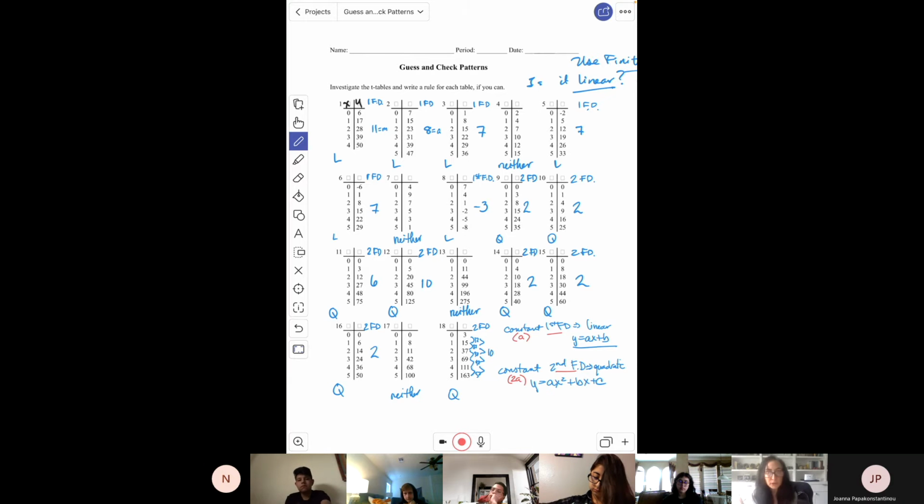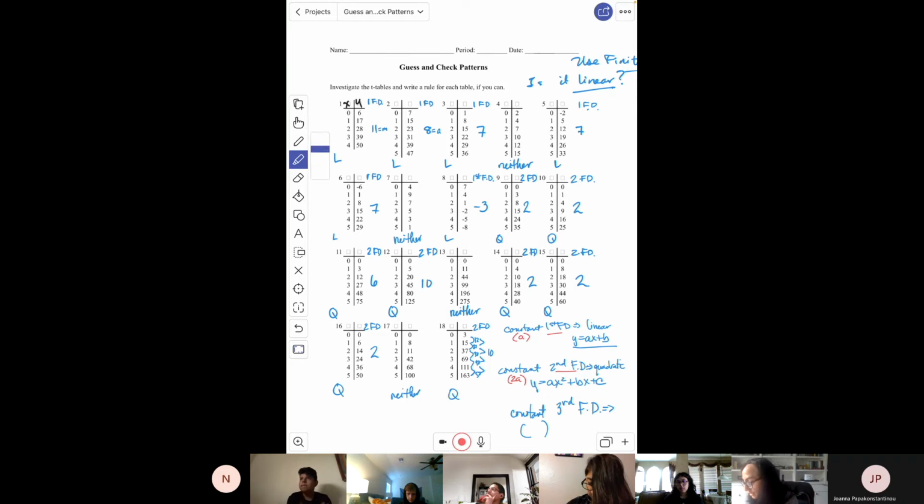Okay, so y'all are pretty good at determining whether they're linear or quadratic. So the next step is finding those rules. Let's write those rules. When you finish that, raise your hand, and then I would like you to tell me what you think the third finite difference is going to give us if it's constant. What type of equation and what does the third finite difference represent?